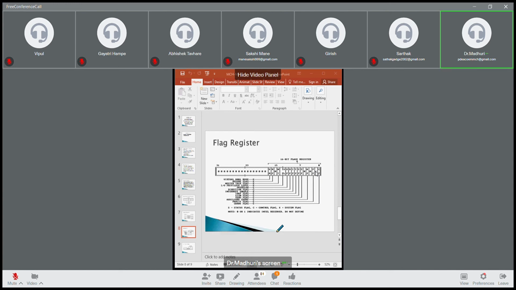Now, among the higher bits, after the virtual mode, that is after the 17th bit, all bits are reserved up to 32 bits. It may be used for a future mode. So this is the flag registers of 386 microprocessor. Have you understood, guys? Yes. Okay. Now next.